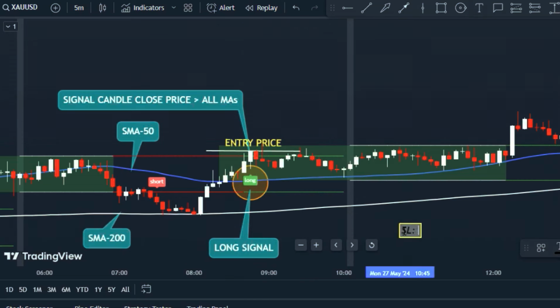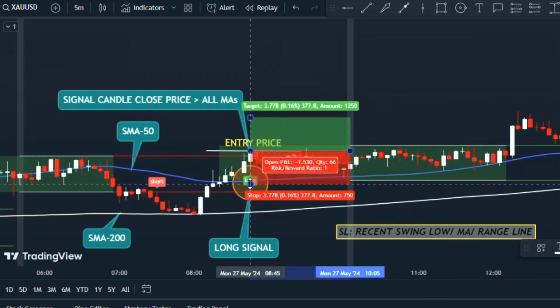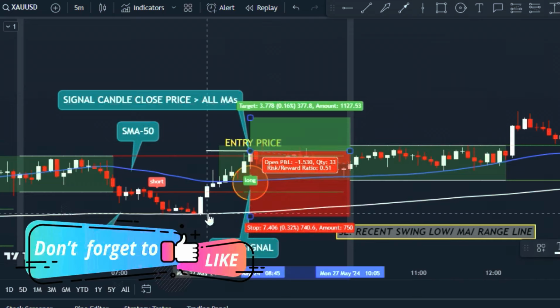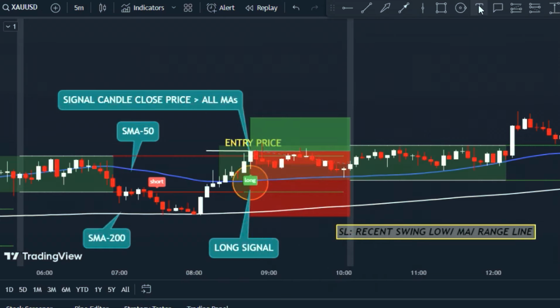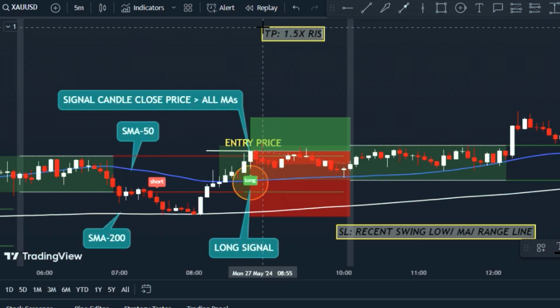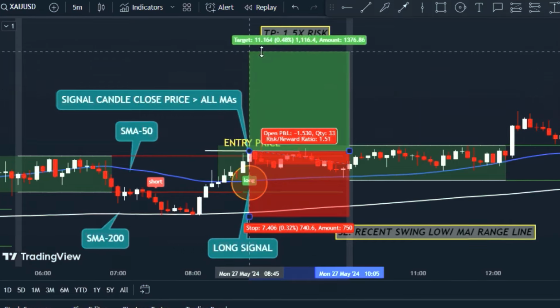As for risk management, place your stop loss slightly below the most recent swing low, one of the MA lines or the range detector line, whichever suits your strategy best. When it's time to lock in those profits, set your take profit target 1.5 times the distance between your entry and stop loss levels. This keeps your risk to reward ratio in check and helps maximize your gains.